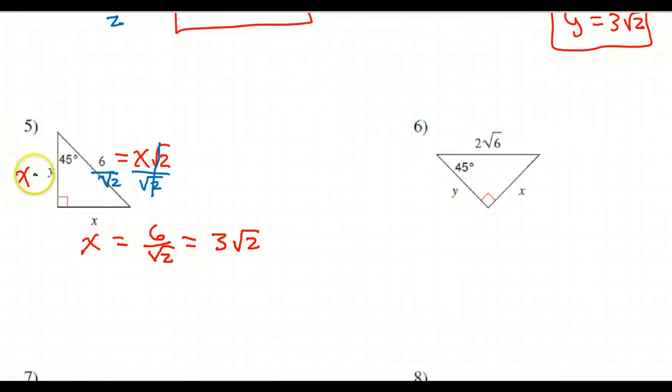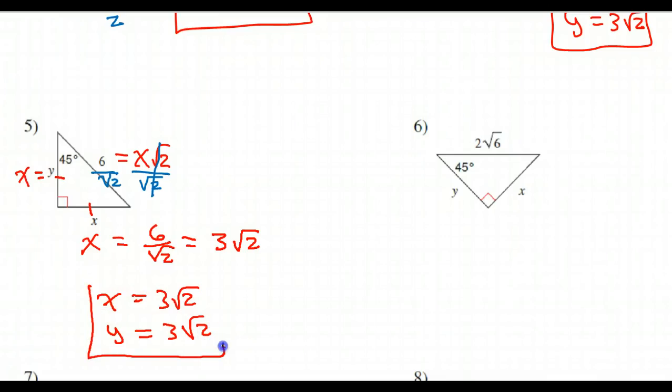And then y, you know, x equals y in this case. These are isosceles, they're the same. Alright, so x equals 3 radical 2 and y also equals 3 radical 2. Okay. So same thing again. Alright, there's my x right there. If this is x, then this is x, and this is x radical 2.